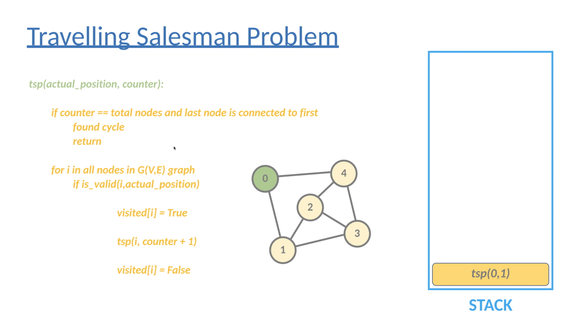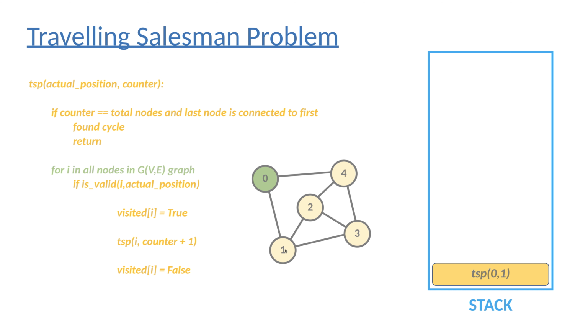So we call the traveling salesman problem, the actual position is equal to 0 and the counter is equal to 1. The counter is going to count the number of iterations and the actual position is going to track the actual vertex. Every single vertex has a given integer representation, so 0, 1, 2, 3, and 4 as you can see. So what do we have to do? First of all, we have to check the base case. Is the counter equal to the total number of nodes? Of course not, so we keep going.